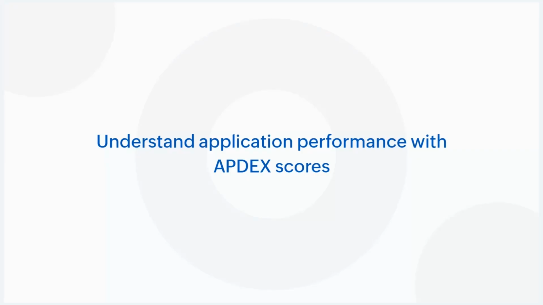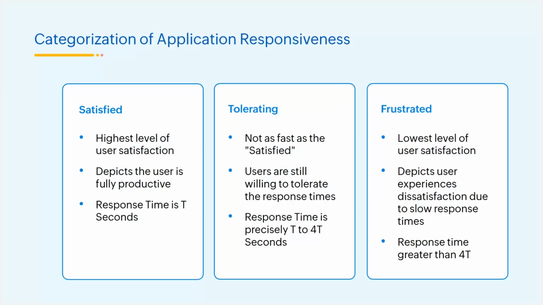So let's understand the application performance with the help of AppDex scores. The AppDex score is categorized based on the application's responsiveness. The first one is satisfaction. This category represents the highest level of user experience, where the application's response time is between the satisfied threshold and the excellent threshold. The users in this category are generally satisfied with the application's performance.